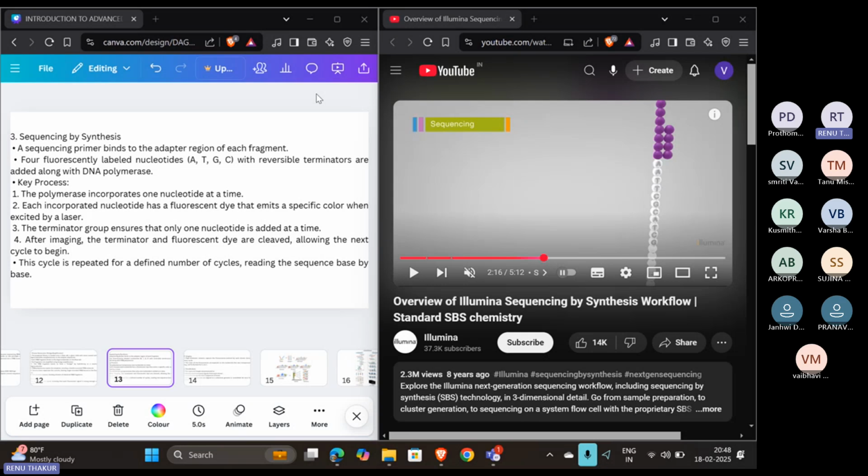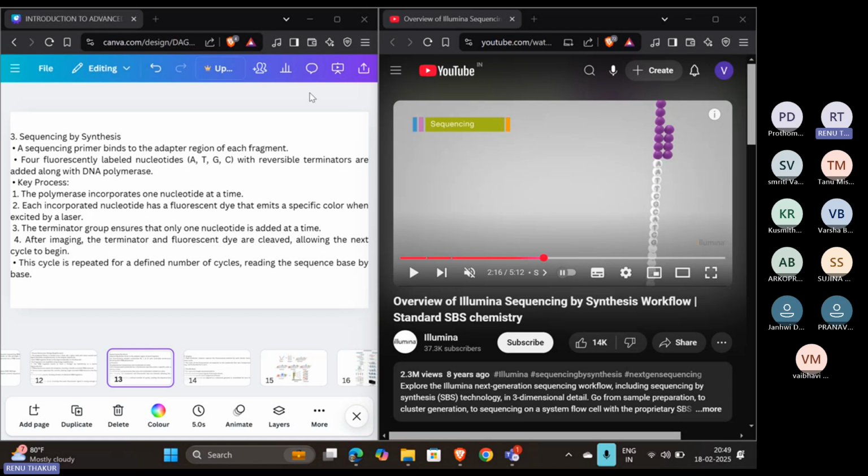So yeah, we are adding labeled nucleotides with DNA polymerase. DNA polymerase is replicating this DNA fragment by the incorporation of fluorescent nucleotides. When the DNA polymerase is adding only one nucleotide at a time, it makes it easy to detect, right? Rather than adding a lot of nucleotides together, a single nucleotide is incorporated so that we can detect the signals easily and analyze them easily.